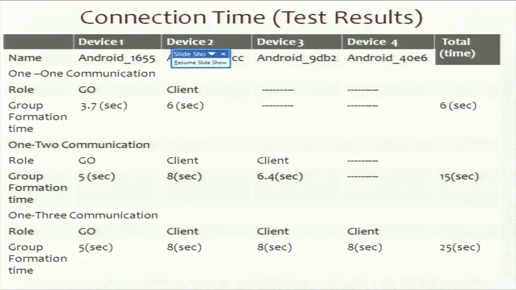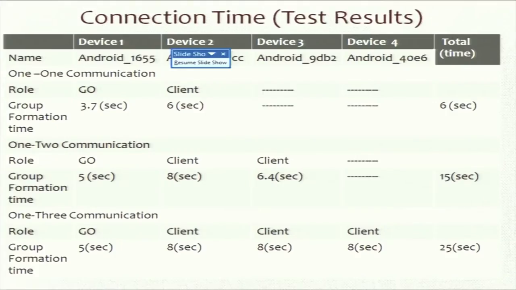So we conducted a few tests regarding how reliable the connection is. First we tested for one-to-one, one group owner and one client. That was quite reliable. The connection did not break for about 30 minutes. It was quite successful, it is mentioned there. Then for two clients we tried. That was a little less, but that also lasted for about 30 minutes.